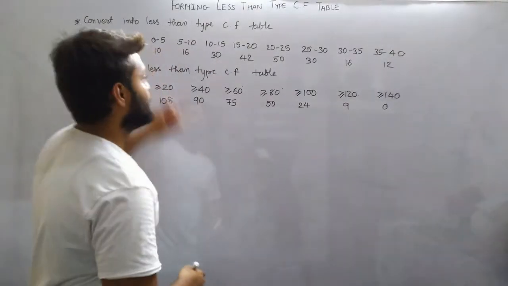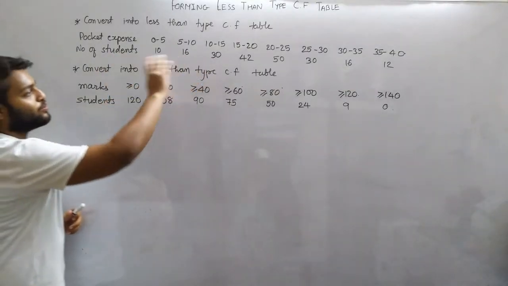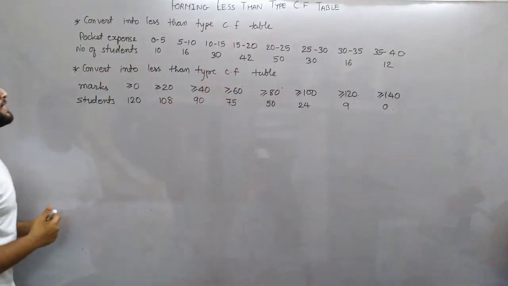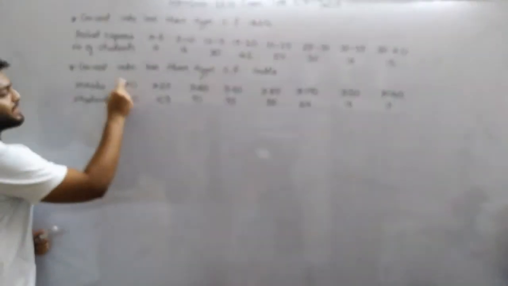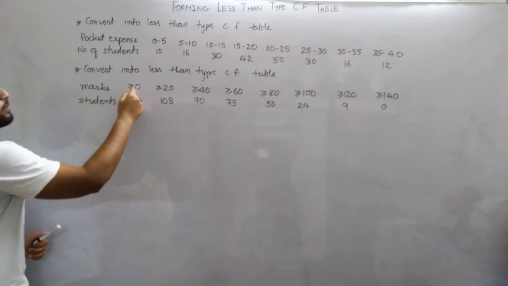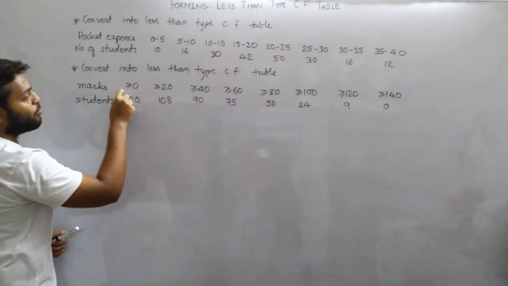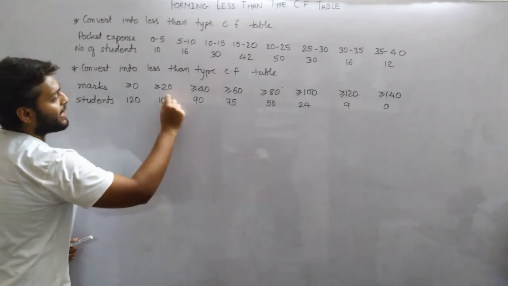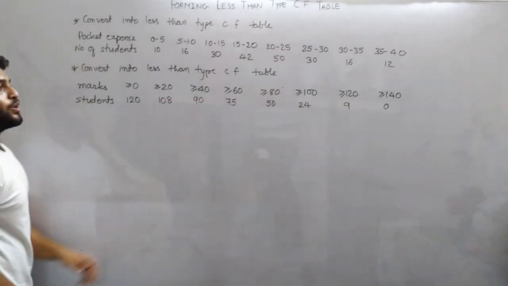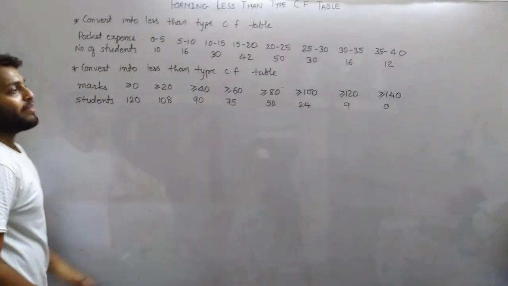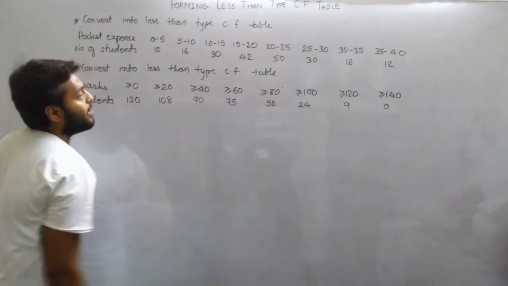So here are two examples. The first one is easy to solve, and the second one has a little bit of a twist. I have given signs, rather than the words more than. This means more than 0, more than 20, more than 40, more than 60, and so on. So you can solve it as we did in example number 2, which I have done over here.